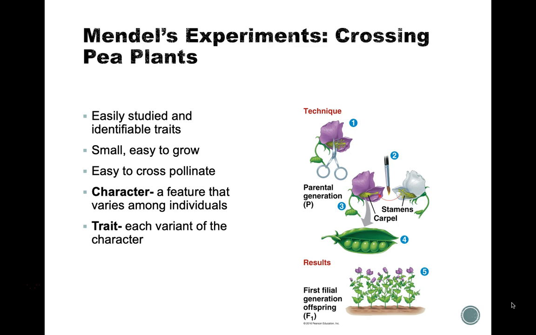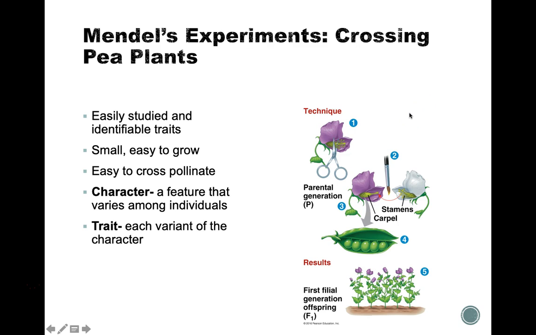So let's talk about Mendel's particular experiments. We've got this image here. This is not in your book. This is in a different book that I have taught with. But it shows how he was able to do controlled breeding.